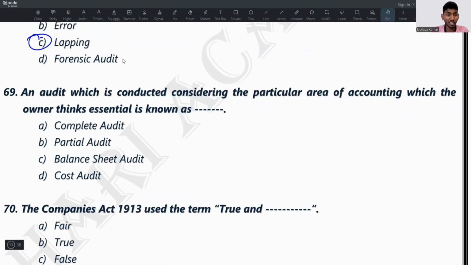So, moving to question number 16: an audit which is conducted considering the particular area of accounting which the owner thinks essential is known as a partial audit. If you are having an entire audit, that's different, but if you are just focusing on a particular area, it's a partial audit.